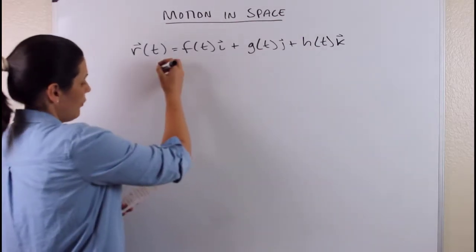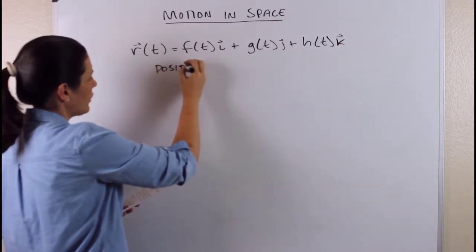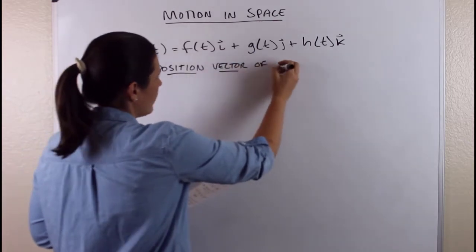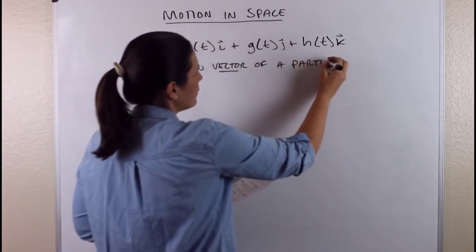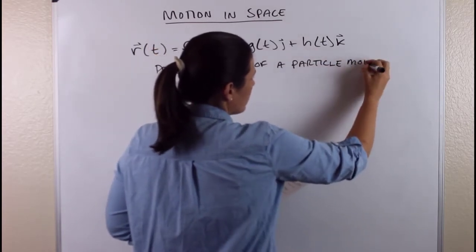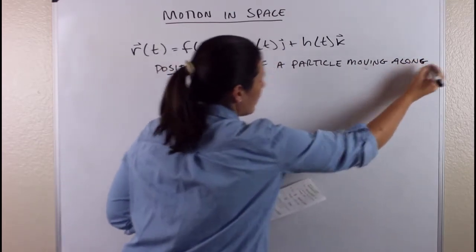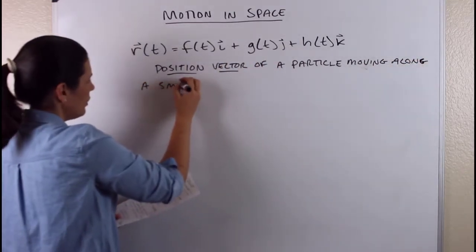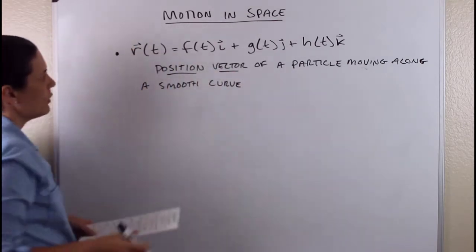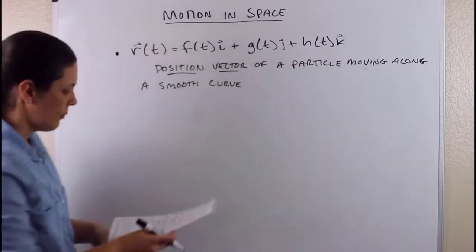So what does this represent for our object that's moving? So this is the position vector of a particle moving along a smooth curve. Okay, so that's our vector function. It's the position of this particle.